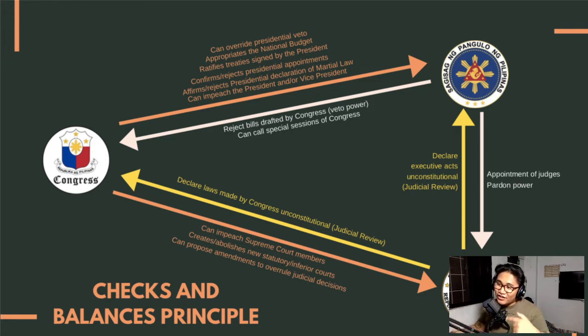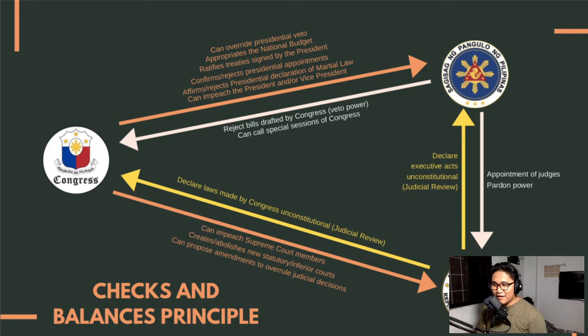So magkakaroon lang tayo ng rundown, isang mabilis na kung paano chine-check ng Congress ang executive branch, which is nandito sa top corner sa gisag ng Pangulo ng Pilipinas. Kung paano chine-check ni Congress ang executive branch, paano chine-check ni Congress ang Supreme Court or ang Courts of Justices natin, paano chine-check ni executive si legislative, si judiciary, paano chine-check ni judiciary si Congress and executive. So basically, makikita natin kung paano yung checks and balances principle.